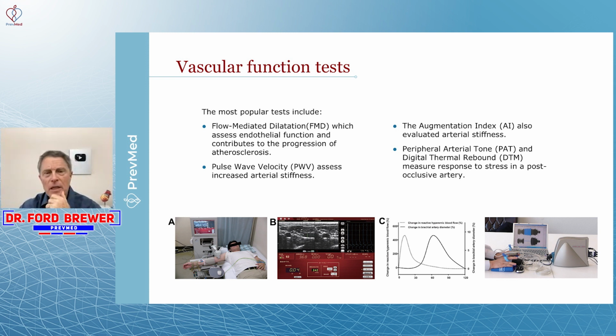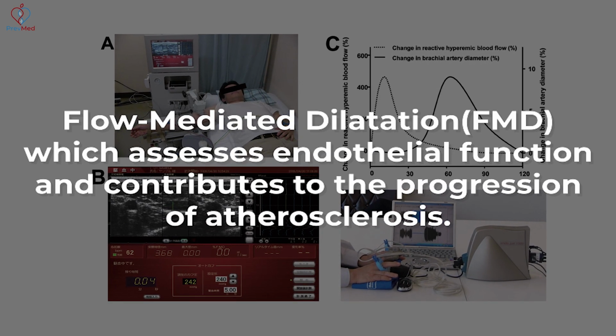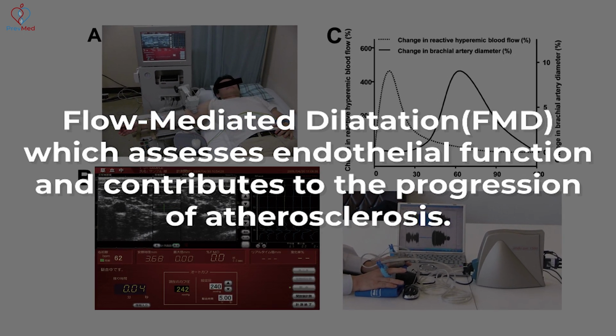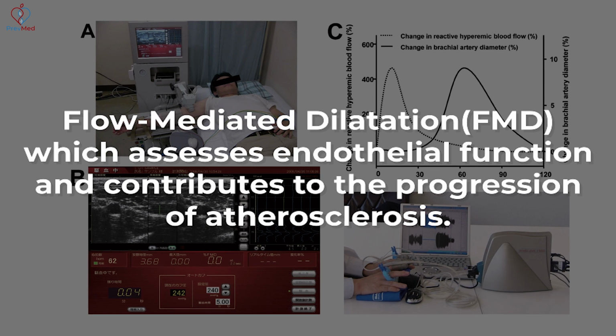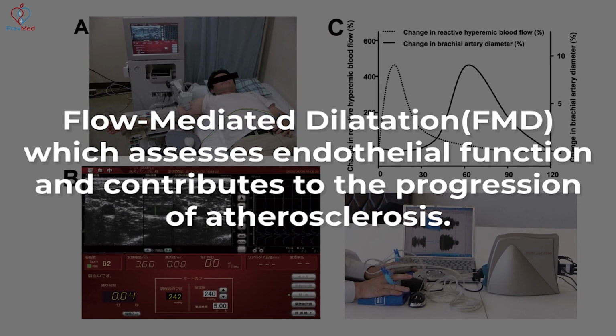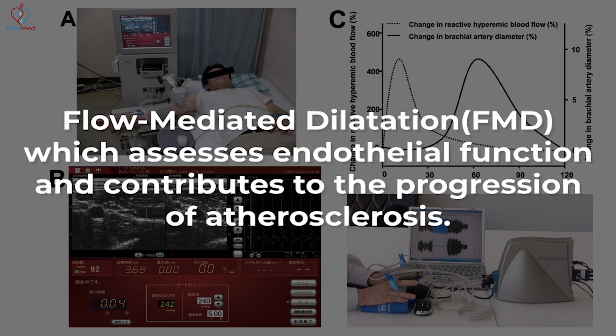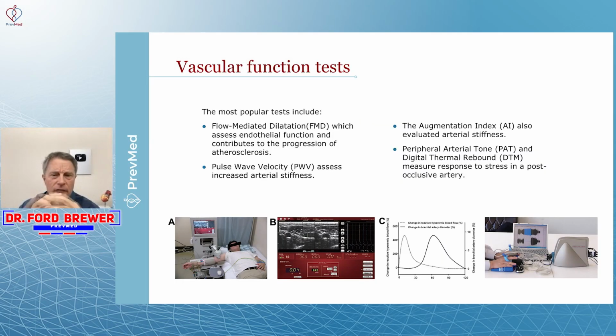Now, the most popular tests are FMD, flow-mediated dilatation or dilatation, depending on your preference on pronunciation. It assesses the endothelium or the intima function and contributes to measurement of progression of atherosclerosis. In other words, the theory here again is if you impact the metabolites associated with the intima, how much is that impacting the ability of the artery to expand or dilate or contract?